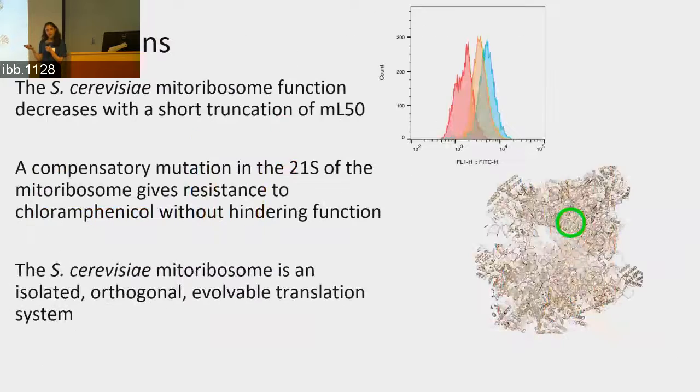And with that, I would like to share my conclusions: that the S. cerevisiae mitoribosome function decreases with the short truncation of ML50. A compensatory mutation in the 21S of the mitoribosome gives resistance to chloramphenicol without hindering function. And lastly, and maybe most importantly, the S. cerevisiae mitoribosome is an isolated, orthogonal, evolvable translation system that we can then use to do further perturbations of the ribosome.